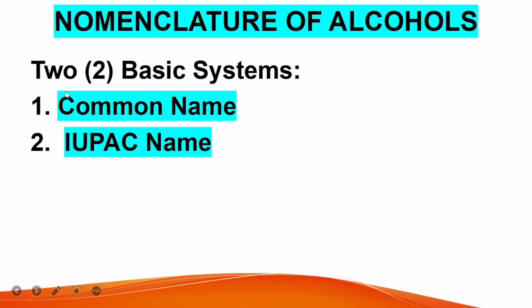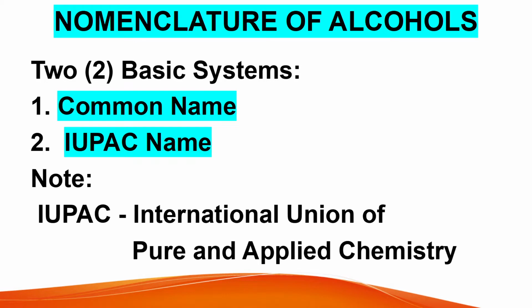There are two basic systems in naming alcohols. One is common naming of alcohols, and two is IUPAC naming of alcohols. IUPAC stands for International Union of Pure and Applied Chemistry.